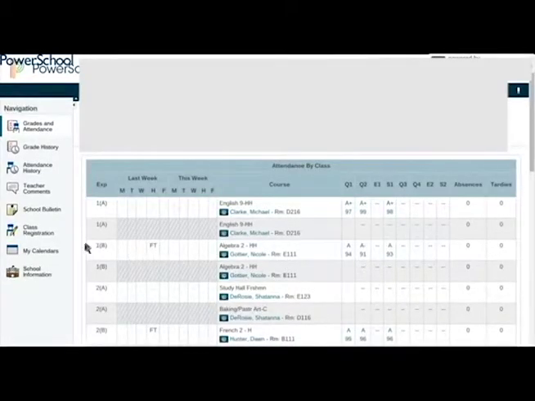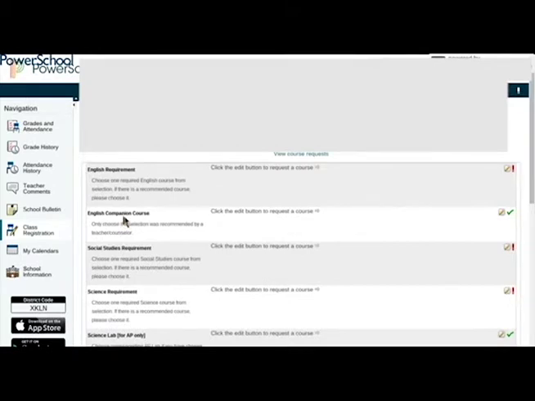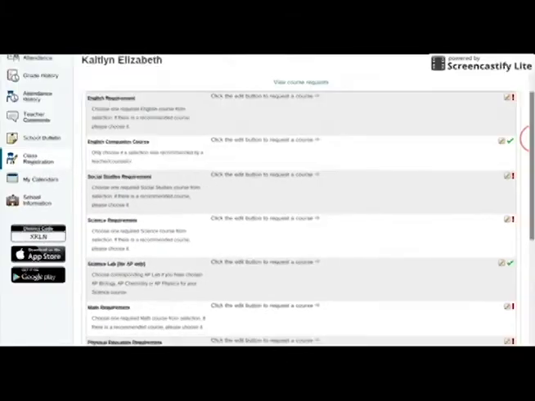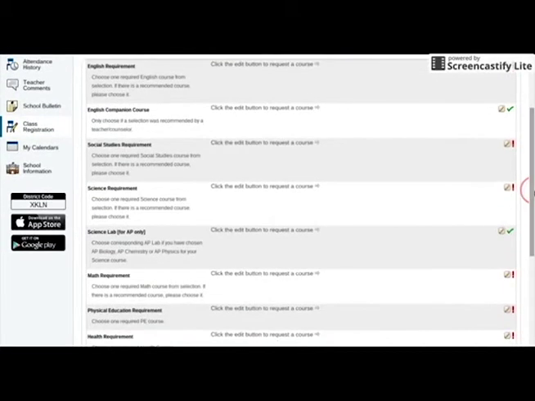After you have signed in, you're going to click on the Class Registration tab. This is where you are making your course selections for next year. You will see that there are different areas for all the core subjects for your English, social studies, science, math, and world language classes. And there are also categories for PE and your electives.